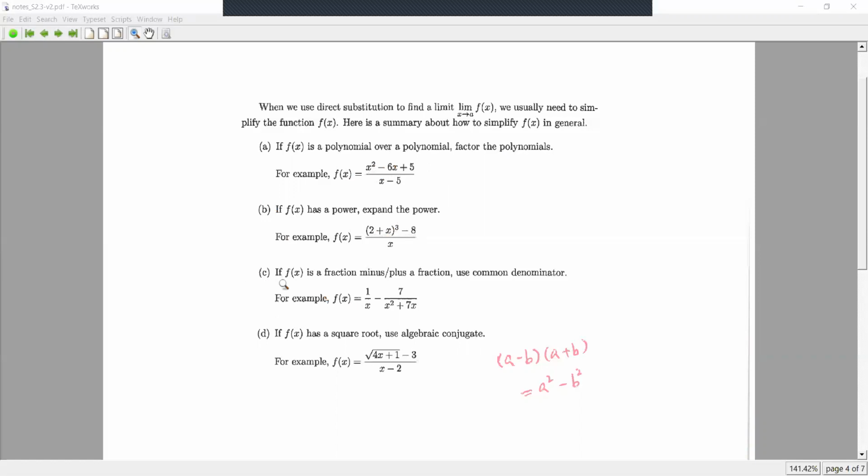Case number 3, when a function is a fraction minus or plus a fraction. Here is one example, a fraction minus a fraction. Now, in this case, how to simplify the function? Use common denominator. Case number 4, when a function has a square root. This is one example. In this case, we simplify the function by algebraic conjugate. That is, we use this formula to simplify the function.